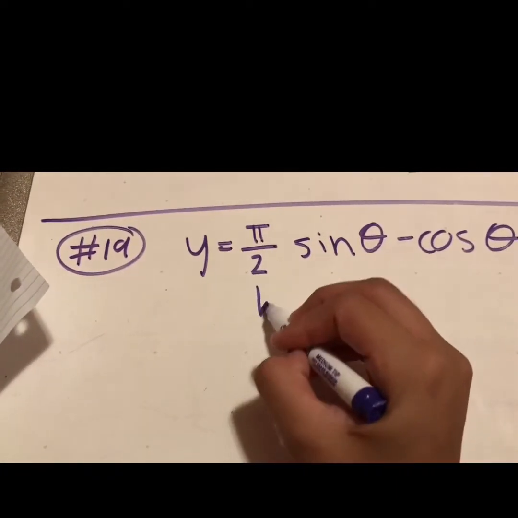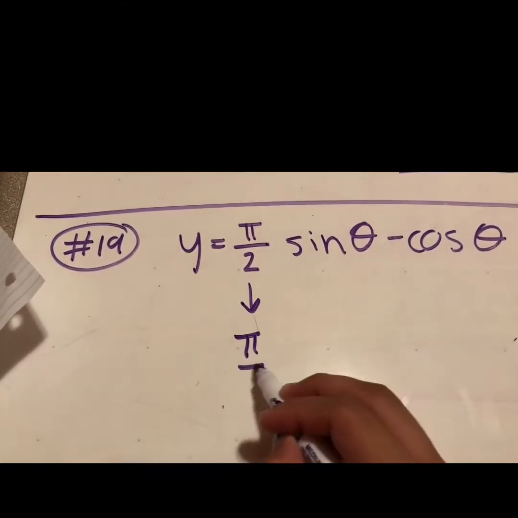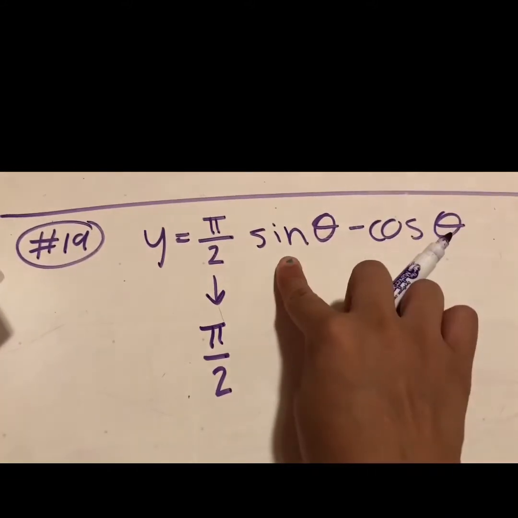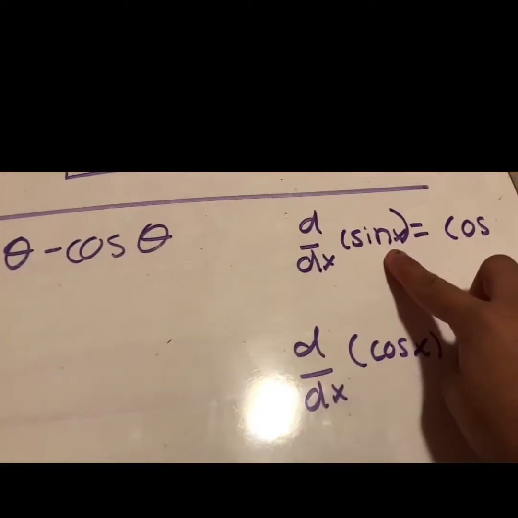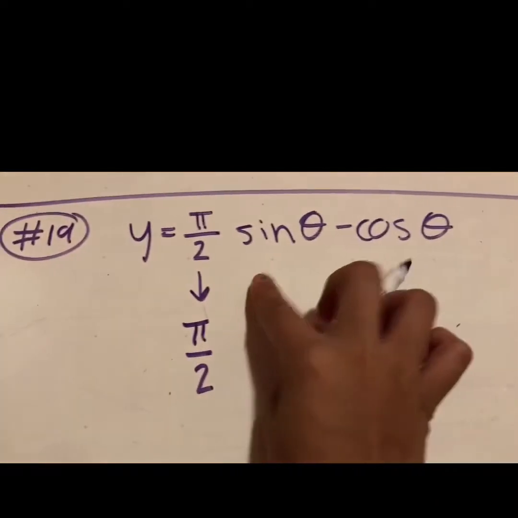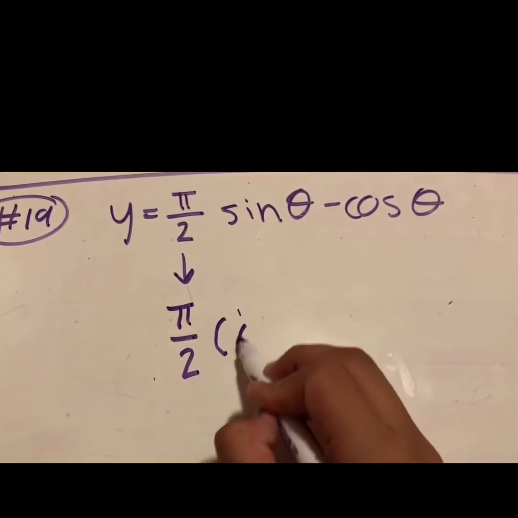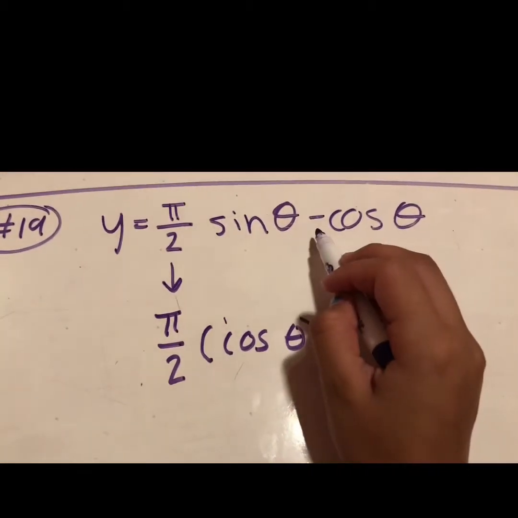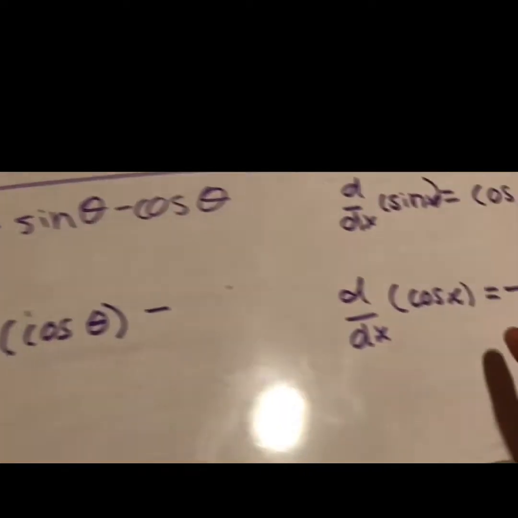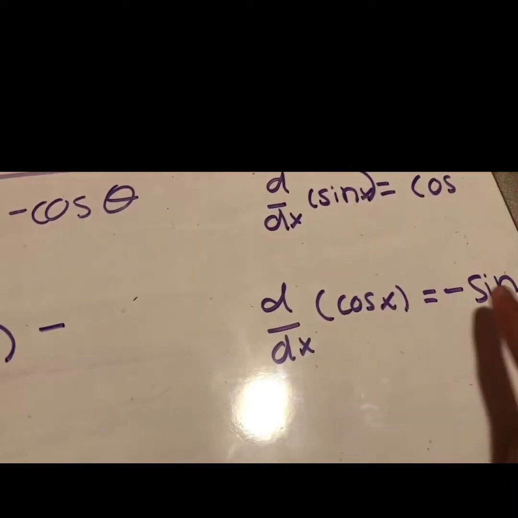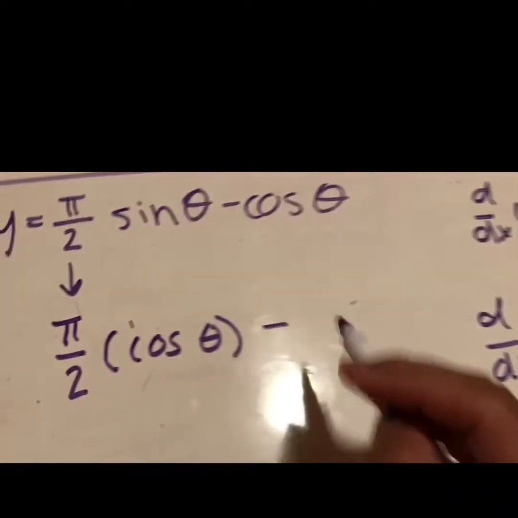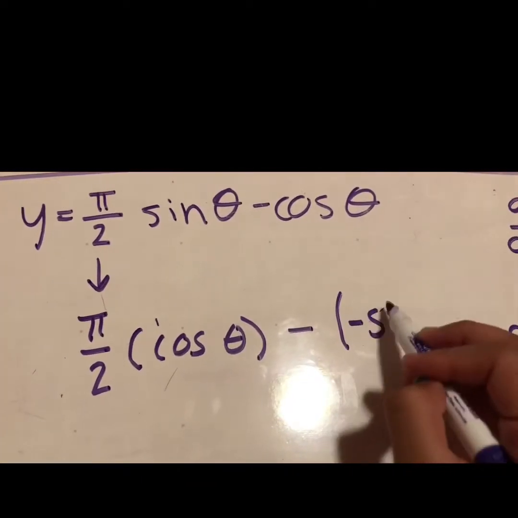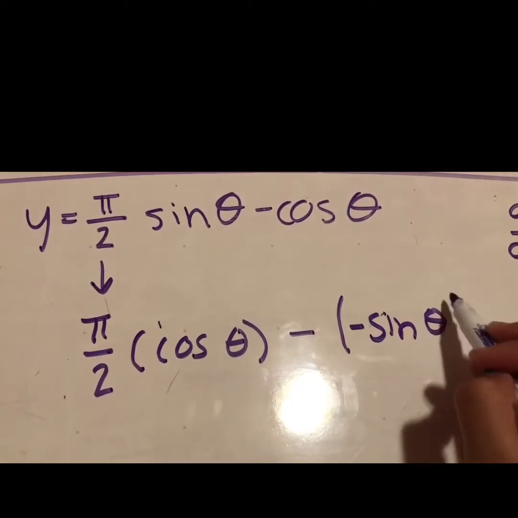So our first term is just simply going to stay the same, pi over 2. Now the derivative of sine is cosine, so we're going to replace this with cosine and write cosine theta. And then we're going to keep our minus sign. And then our derivative of cosine is negative sine, so we're going to put negative sine theta.